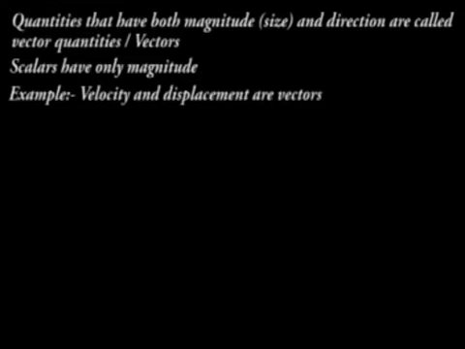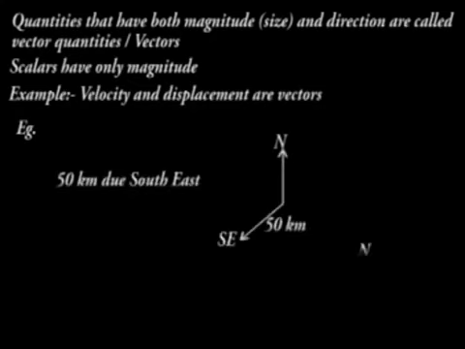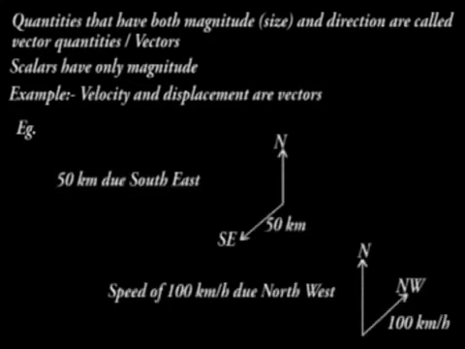For instance, 50 kilometers due southeast, that is displacement. A speed of 100 kilometers per hour due northwest is velocity, and it's a vector.